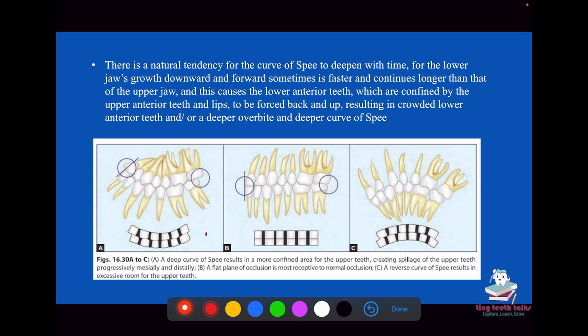So a deep curve of Spee results in a more confined area for the upper teeth, creating spillage of the upper teeth progressively mesially and distally. Then this is a flat plane of occlusion. Then there is a reverse curve of Spee.